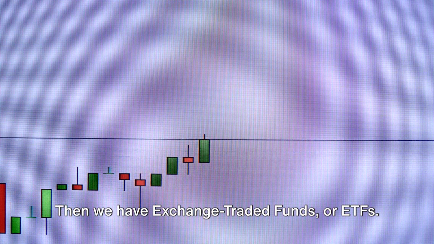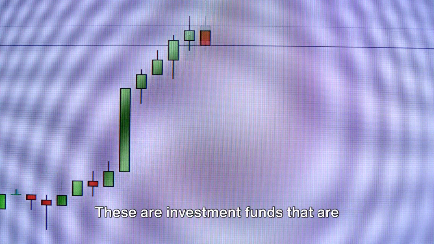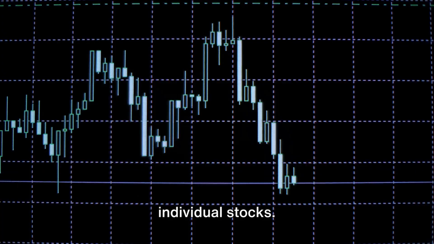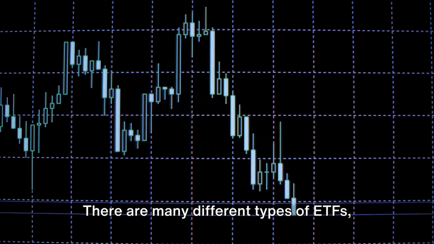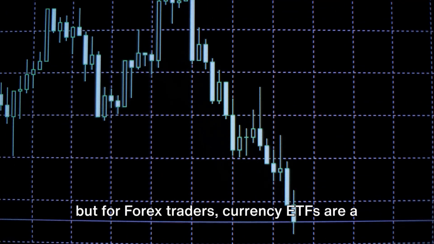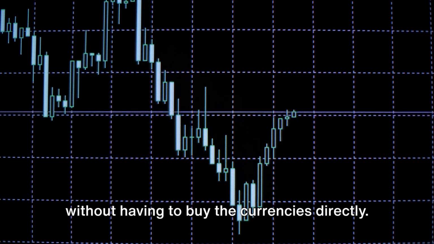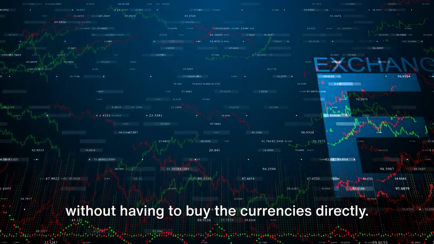Then we have exchange-traded funds, or ETFs. These are investment funds that are traded on stock exchanges, much like individual stocks. There are many different types of ETFs, but for Forex traders, currency ETFs are a way to gain exposure to currency movements without having to buy the currencies directly.